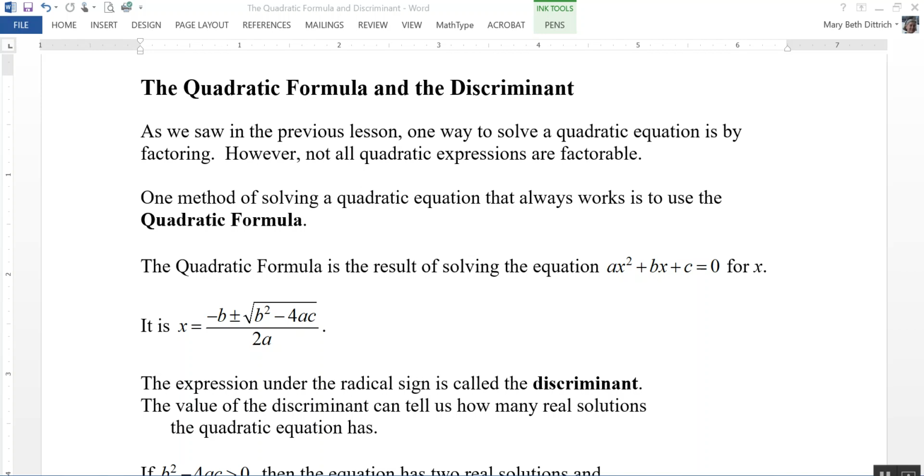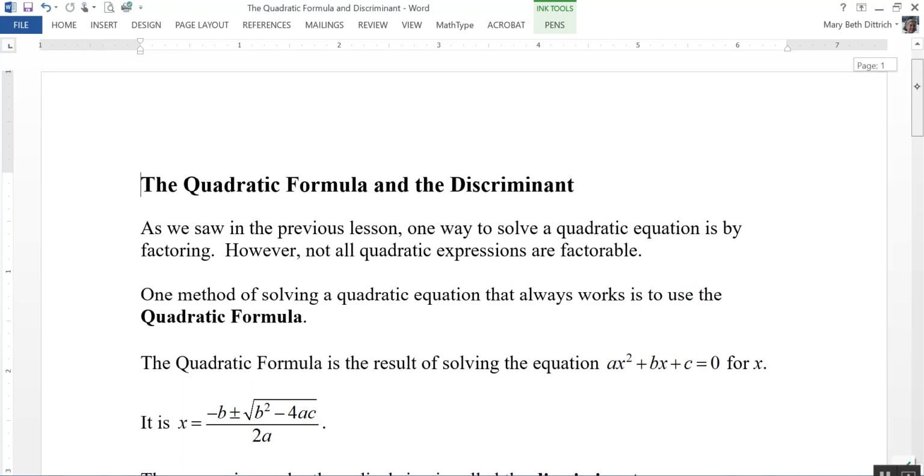The quadratic formula is the result of solving the equation ax squared plus bx plus c equals 0 for x. The quadratic formula is x equals negative b plus or minus the square root of b squared minus 4ac all over 2a. The expression underneath the radical sign, that is b squared minus 4ac, is called the discriminant. The value of the discriminant can tell us how many real solutions the quadratic equation has.